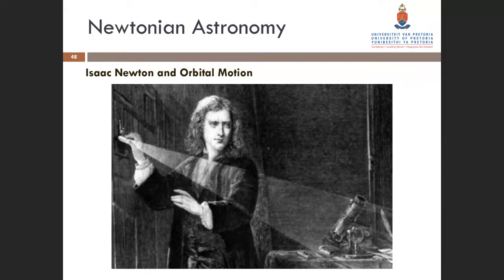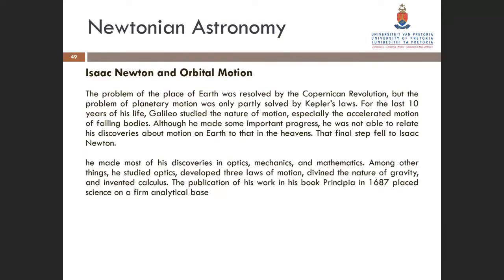And then we get to Sir Isaac Newton. The problem of the place of the Earth was resolved by the Copernican revolution, but the problem of planetary motion was only partly solved by Kepler's laws. For the last 10 years of his life, Galileo studied the nature of motion, especially the accelerated motion of falling bodies. Although he made some important progress, he was not able to relate his discoveries about motion on Earth to that in the heavens. The final step fell to Isaac Newton.